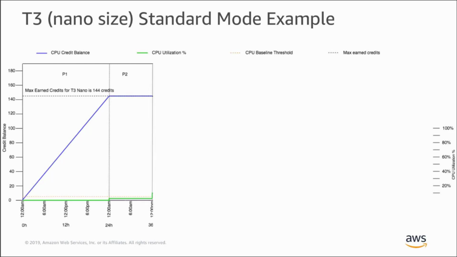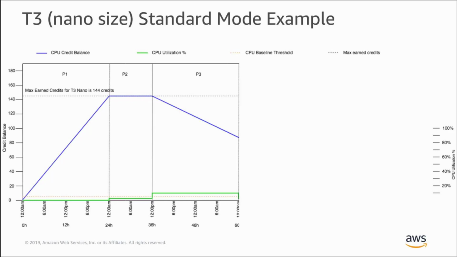So for the next 12 hours, your CPU utilization is at 2.5%. This is still below the baseline of 5%. This means the instance still earns more credits than it spends, but the CPU credit balance cannot exceed its maximum of 144 credits. So because you're below the baseline, you're accumulating credits here, even though you're only running at 2.5%, but the bucket's full, right? You can only have 144 credits for the size. You're not going to get any more, but you're also not spending any, which is good, which means you have your full balance ready to go whenever you need it.